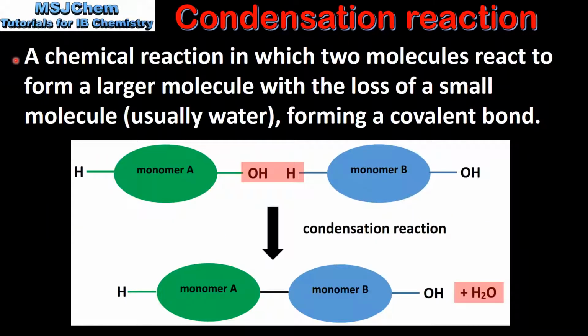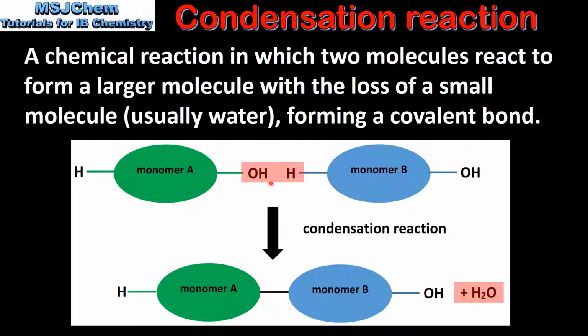A condensation reaction is a chemical reaction in which two molecules react to form a larger molecule with the loss of a small molecule, which is usually water, forming a covalent bond. So here we have two molecules, which we'll call monomers. So we have monomer A and monomer B.